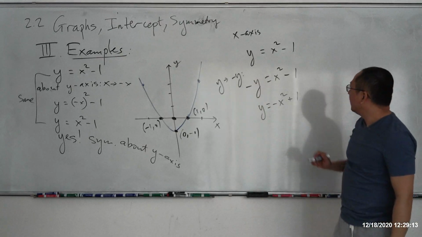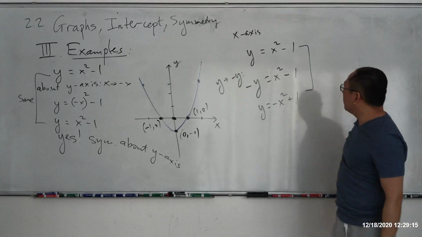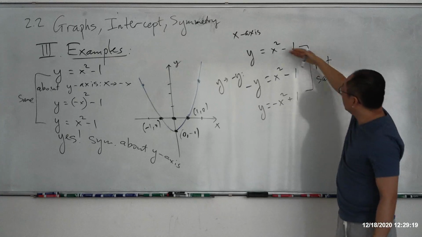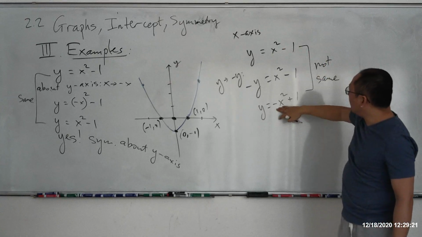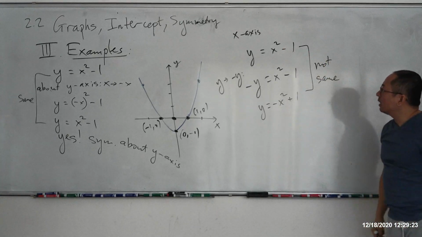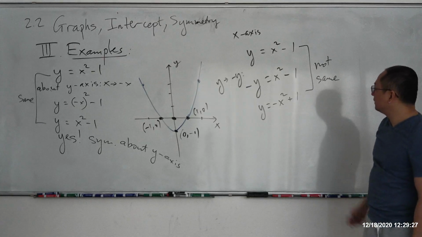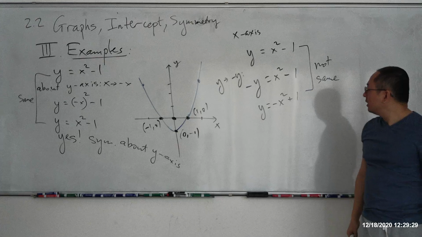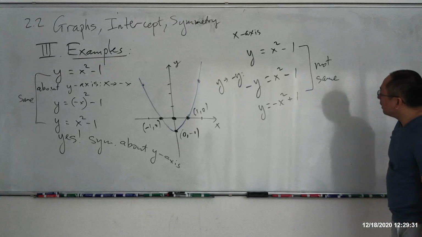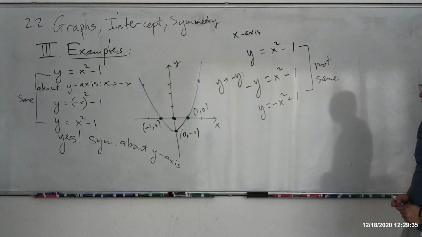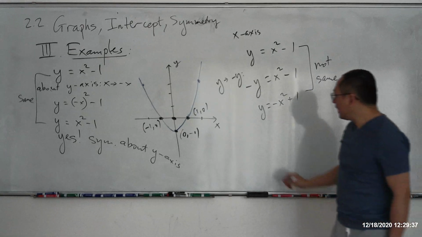I compare the new one to the original one. Not the same. This is x squared minus 1. This is negative x squared plus 1. Not the same. And what does it say? The graph is not symmetrical about the x-axis. Now test about the origin.